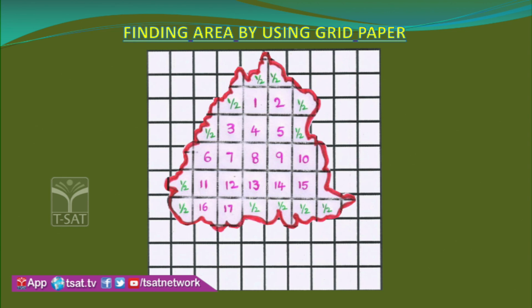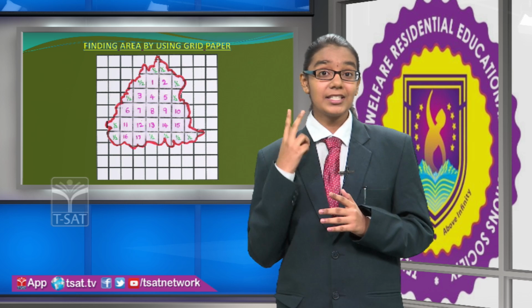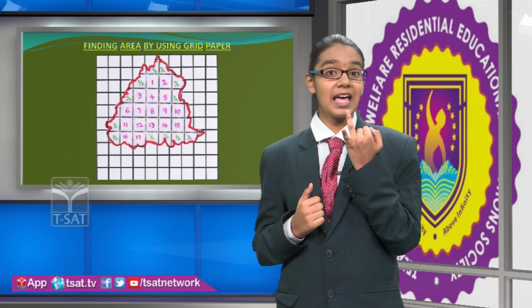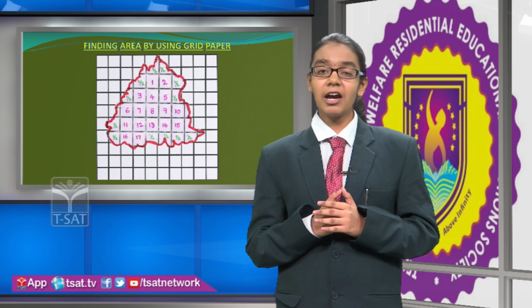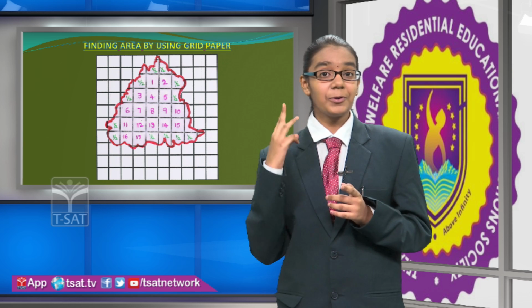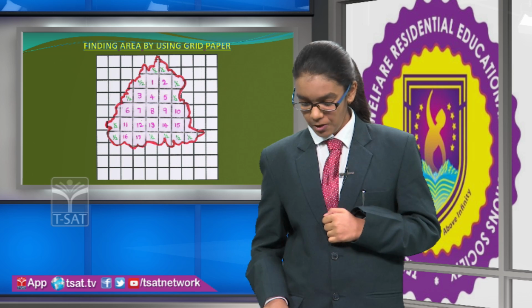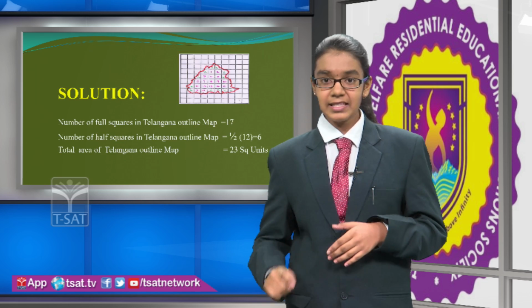So now let's count half squares which are occupied by the Telangana map. Count with me. 1, 2, 3, 4, 5, 6, 7, 8, 9, 10, 11 and 12. The Telangana map occupies 12 half squares. But as we already discussed, if the figure occupies half squares, we should take 2 half squares as one full square. Now we have counted individual half squares. Now let's group 2 half squares together and let's count once again. 1, 2, 3, 4, 5 and 6. So the Telangana map occupies 6 full squares.